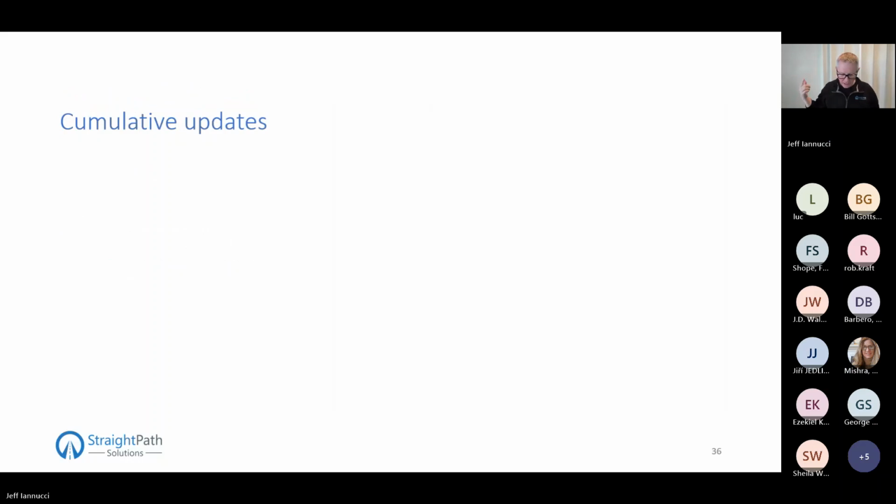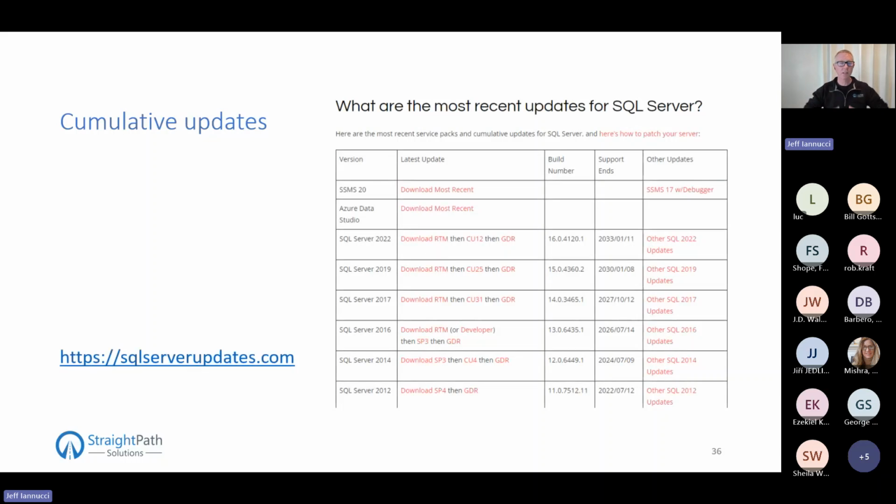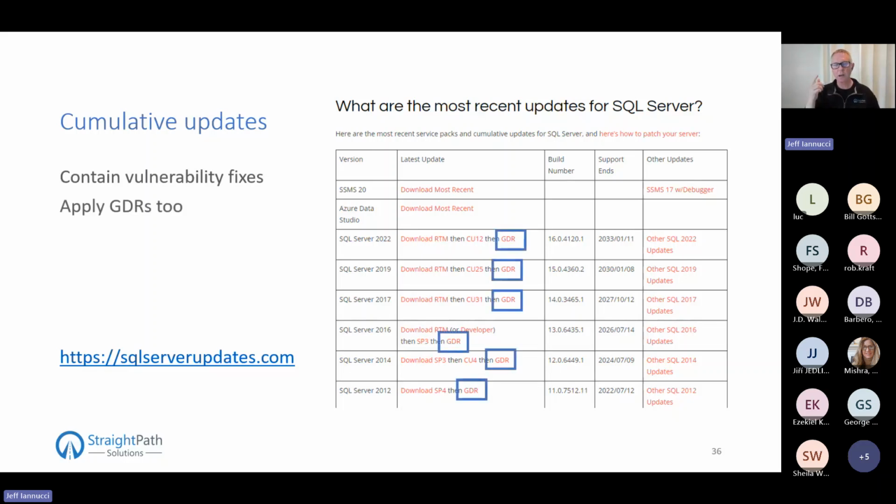Cumulative updates. Now, this is one of the more important things. They say, all right, keep your servers patched. And I know that a lot of times Microsoft will release updates that kind of do bad things. And then, they'll either release a quick hotfix or another update or pull the update altogether. Not saying you should apply these updates as soon as they come out. But this is an old screenshot that I'll point out for a reason why I use this. This isn't the most recent updates for your SQL Server. But these cumulative updates contain vulnerability fixes often. And I want you to pay special attention to these things that say GDR.